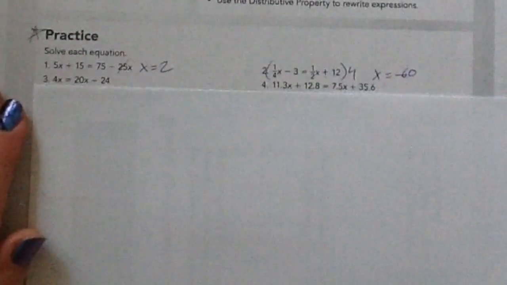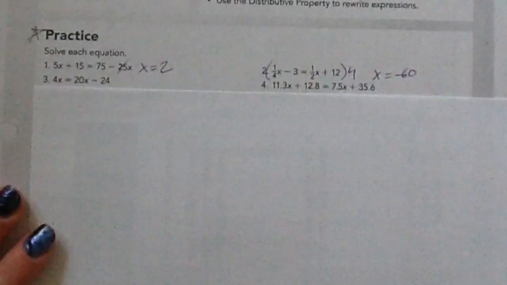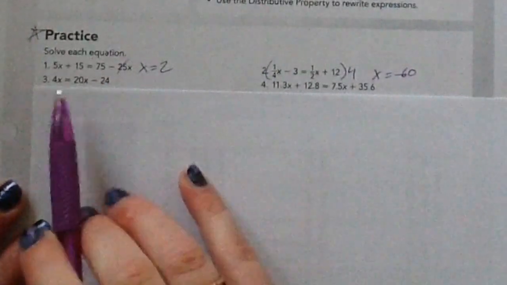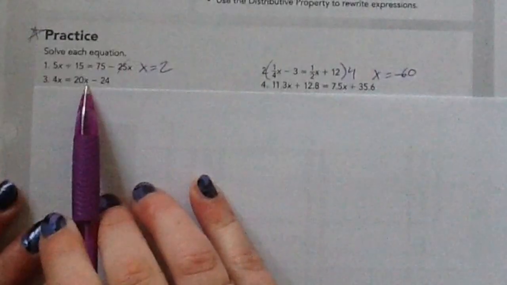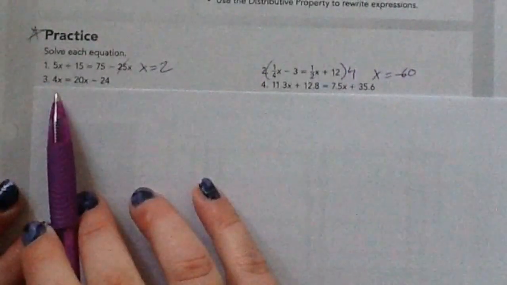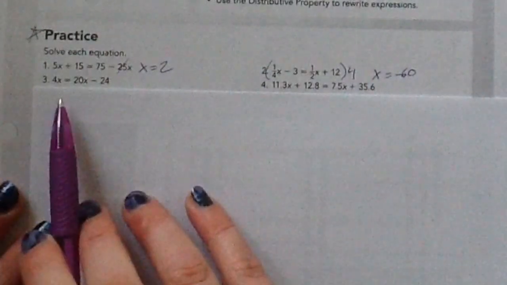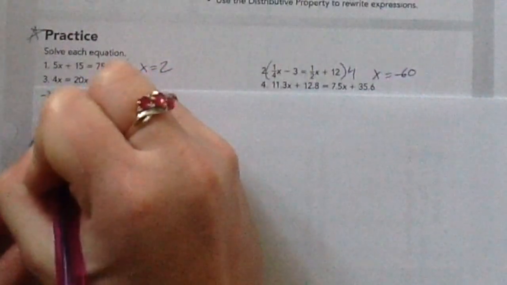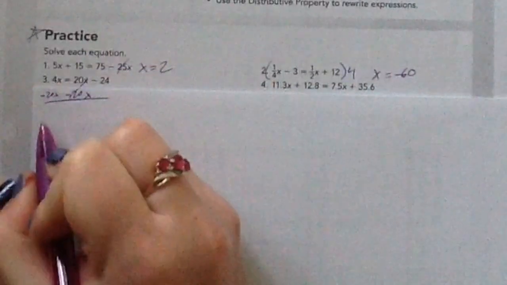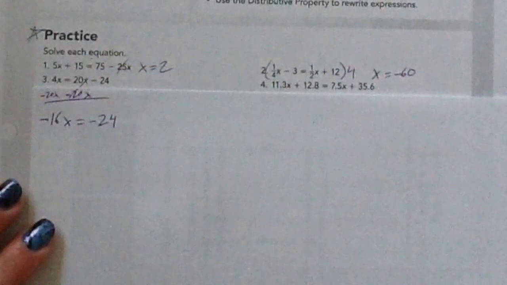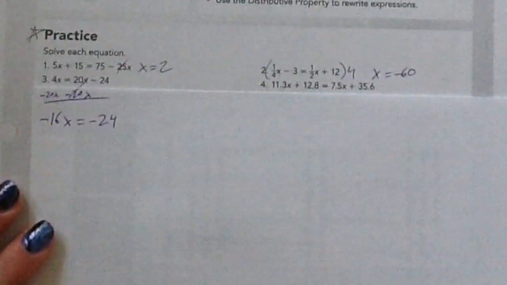Number 3, 4x equals 20x minus 24. So let's move x to one side. Now, I know that most times we'd want to move the 4x over here, but then that would leave 0 over here. So we'll actually move the 20x over because we need to isolate it anyway, so we want to get away from that 24. So this time we'll actually subtract that 20x. So this will be a negative 16x equals a negative 24.